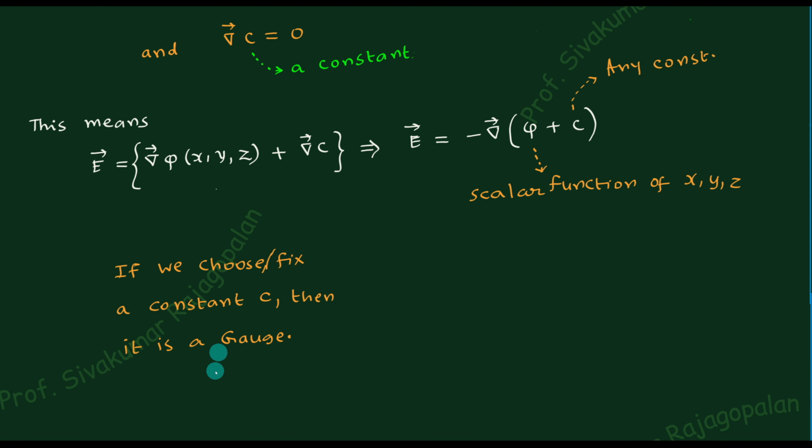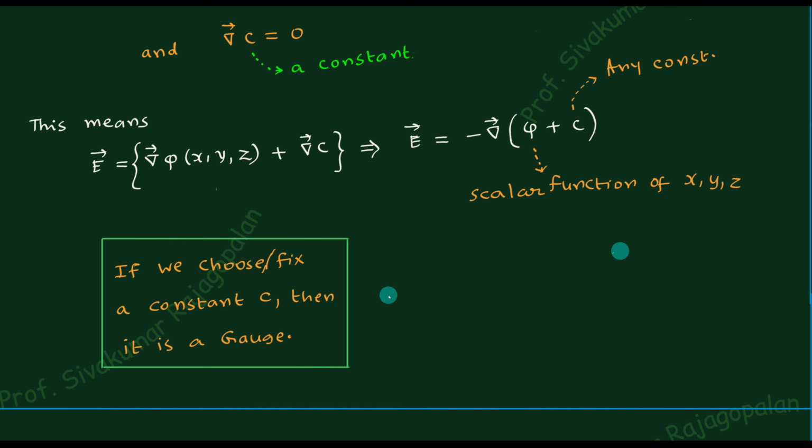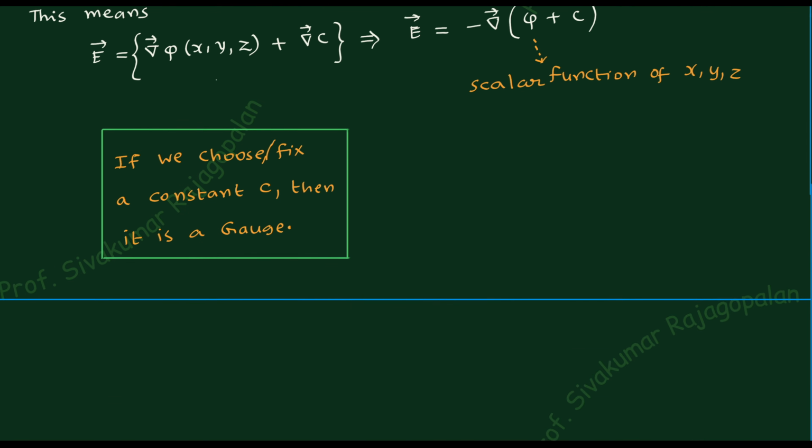That's all about it. So if you have that kind of freedom, or that kind of arbitrariness, and we want to remove the arbitrariness, removing the arbitrariness means fixing that particular constant. If you fix it to a particular value, whatever the value, then we say that is a gauge. That's all. So that is the conclusion that we have from this kind of situation.